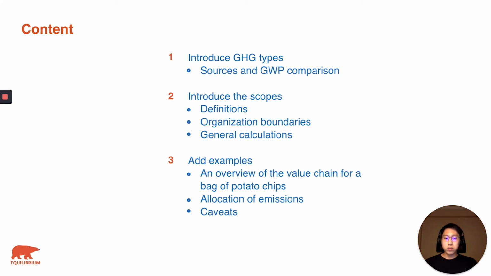The structure of the presentation will be as follows. First, I'll give you a brief introduction of the common types of greenhouse gases and where they might commonly come from. Next, I will go on to introduce the three scopes and how greenhouse gas emissions from your company should be accounted for. Lastly, I will contextualize the emissions accounting process with a product I hope you all are familiar with, potato chips. So without further ado, let's get started.